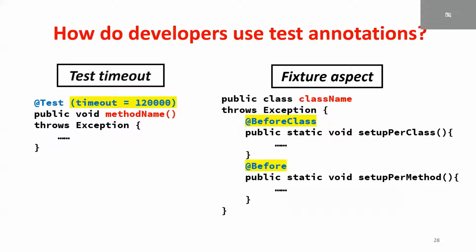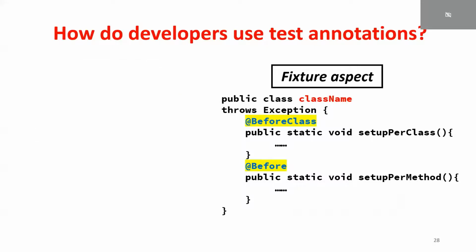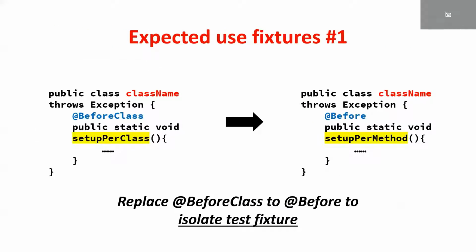Next, we look at how annotations are used to maintain test fixtures. Here we look at some expected usages of test fixtures and other interesting ways test fixtures are used. In the fixture maintenance, we find that BeforeClass is commonly replaced by Before in the fixture test code. This is done to ensure that the new fixture is set up before each test case in order to isolate the test fixture and avoid undesirable side effects.